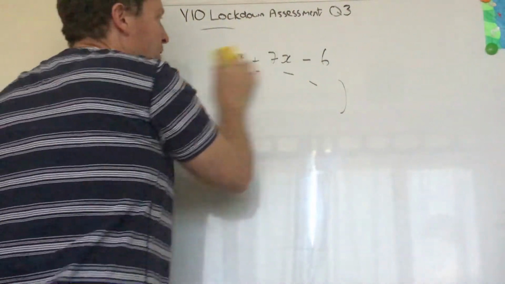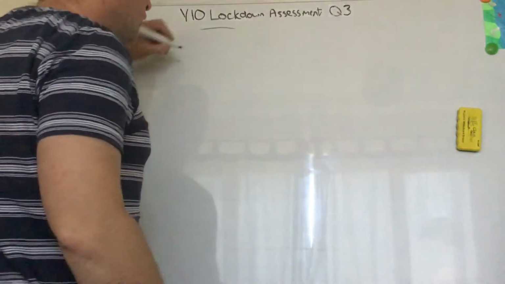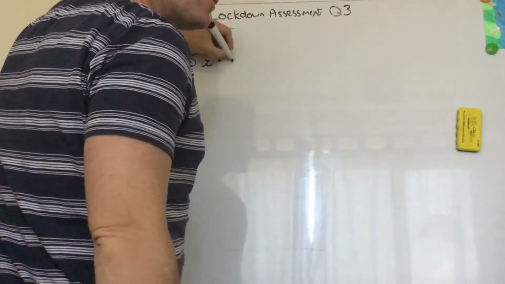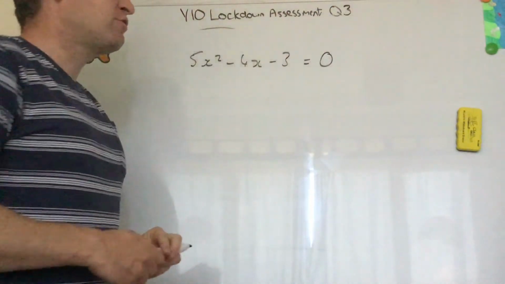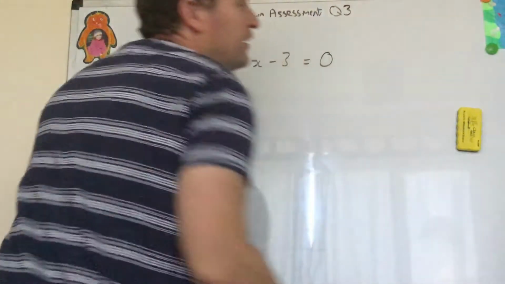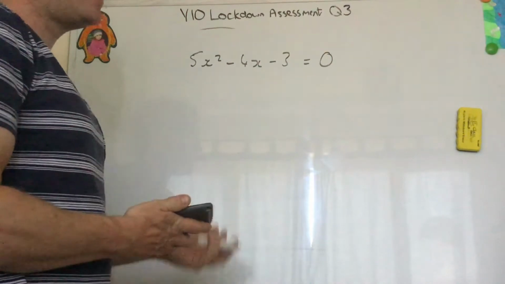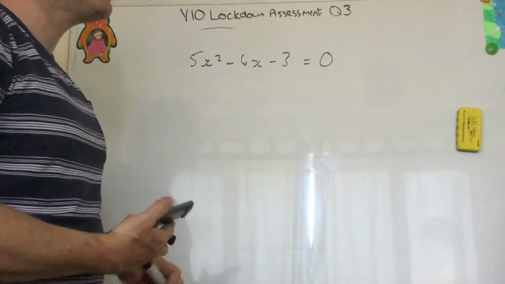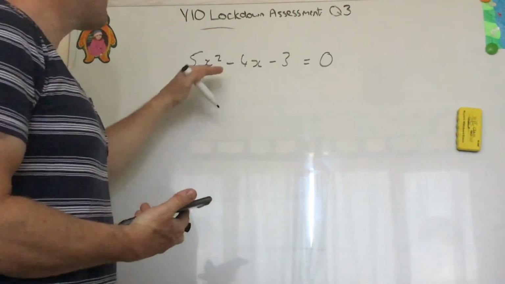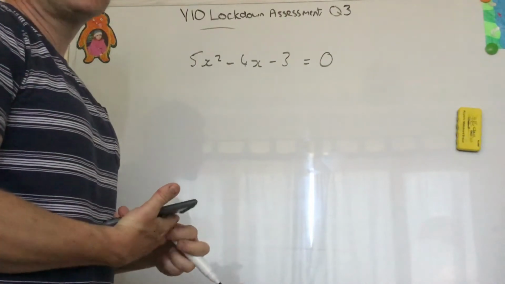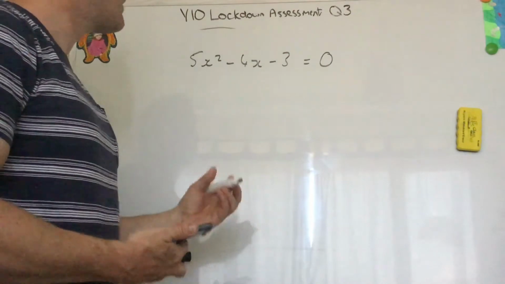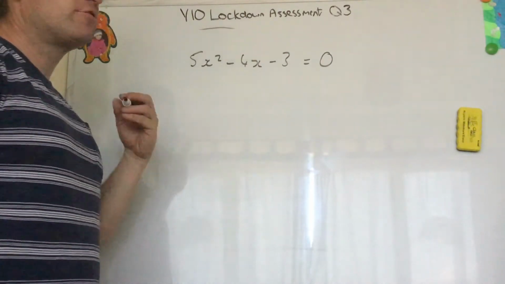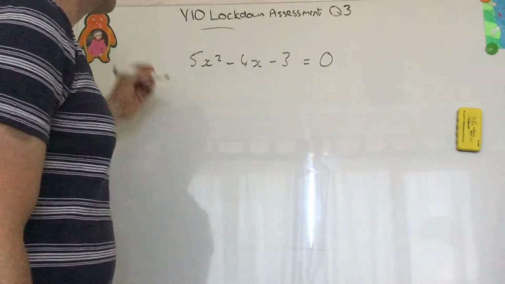Okay, part C. Solve 5x squared minus 4x minus 3 equals 0. I looked at this for a moment and went, how do you factorise that? And then I realised you don't have to. It says give your solutions to 3 significant figures. As soon as you see something with a quadratic equation and it tells you you have to round your answers, you're looking to use a quadratic formula straight away. Okay, don't even mess around trying to factorise, just dive straight in with the quadratic formula.